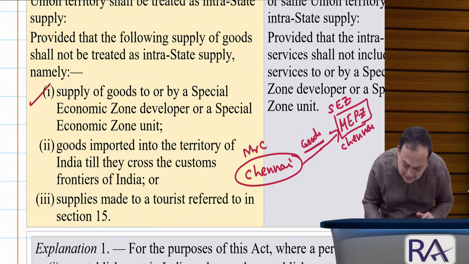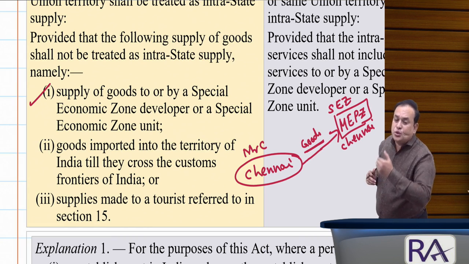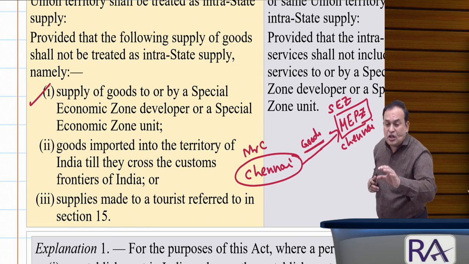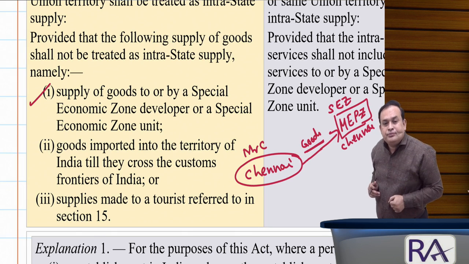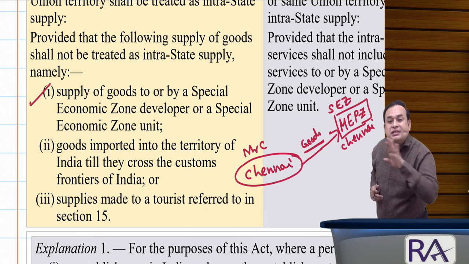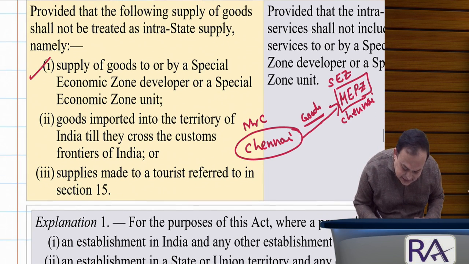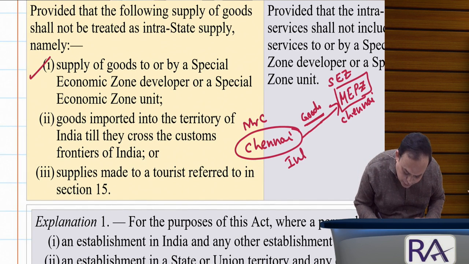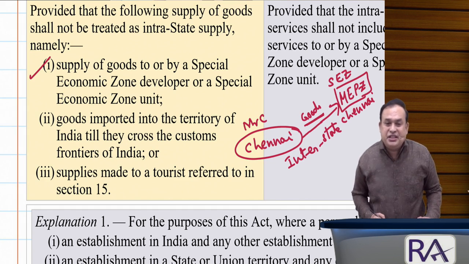MEPS is in Chennai for a kind consideration. C of Chennai supplies the goods to a Special Economic Zone, which is also physically located in Chennai. Not an intrastate supply. It will be treated as interstate supply. How can you say? I will explain to you while invoking Section 7 of the IGST.